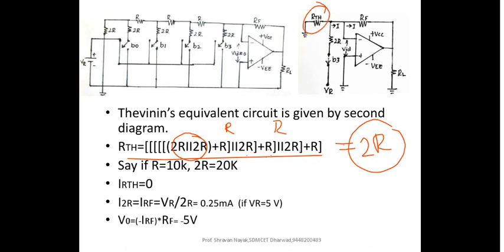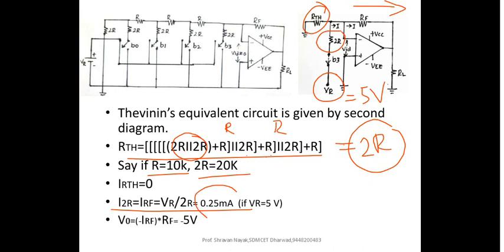Okay. So now if you take, for example, R equal to 10K, then 2R will be 20K. So your IRF, this particular current, will become VR divided by 2R. If you take VR as 5 volts, the current here will become 0.25 milliampere.